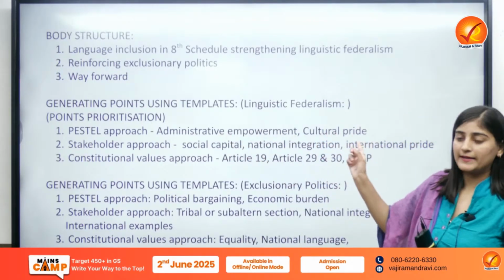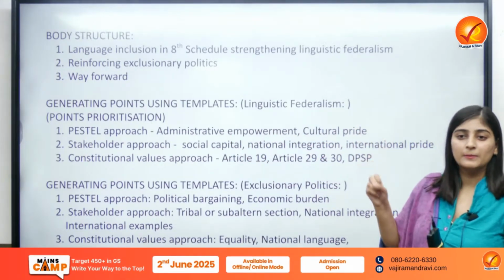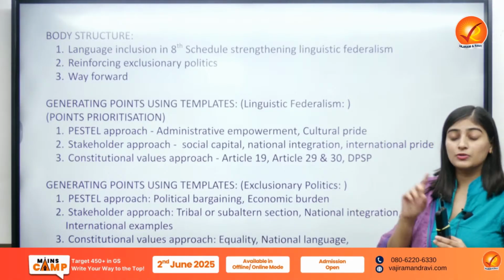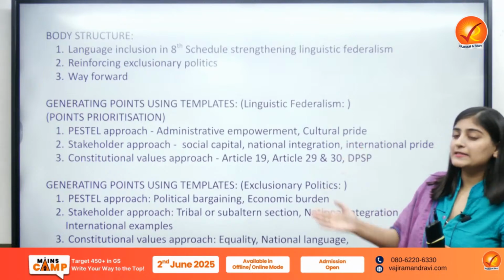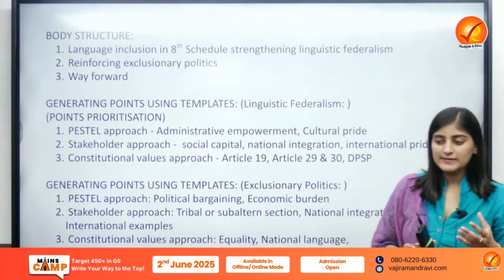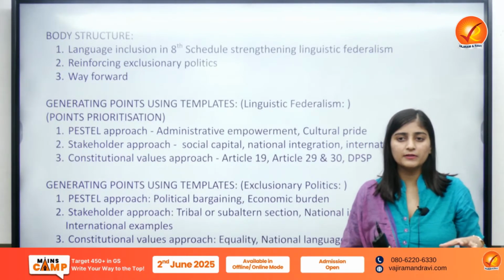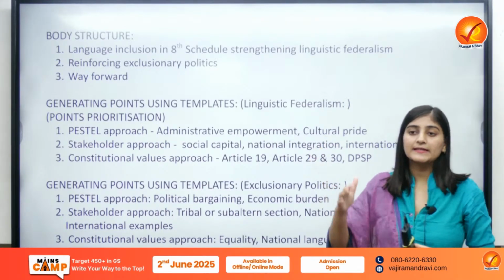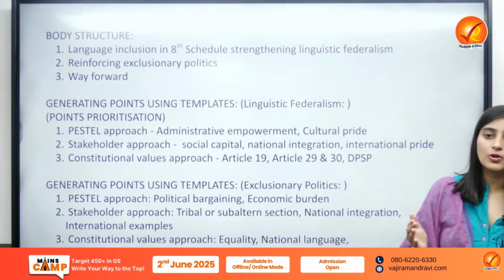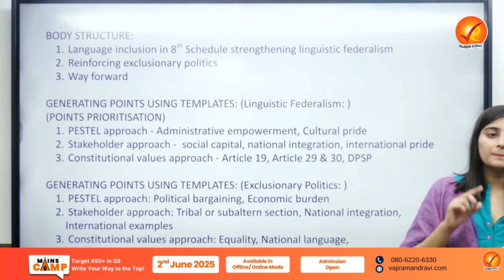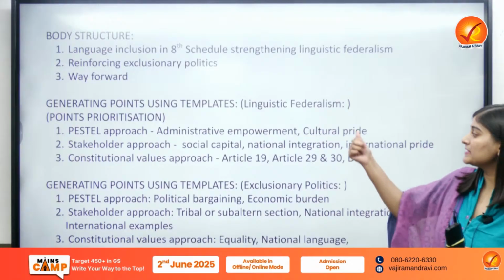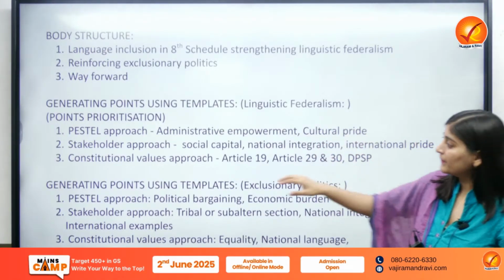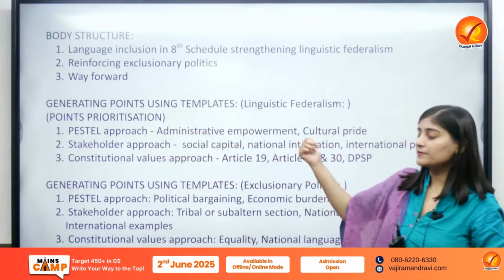Cultural pride, that I said, administrative and cultural pride. People will feel more fraternity with their loved ones, with the society. And it creates a cross-cutting identity. For example, there are different religions, there are different kinds of economic inequalities. But what language creates is a cross-cutting identity. It cuts across religion, caste, people of different caste, people of different religion. When they speak a single language, they feel a part of a fraternity. So that is cultural pride. Now, pestle approach. We got 2 points from pestle approach.